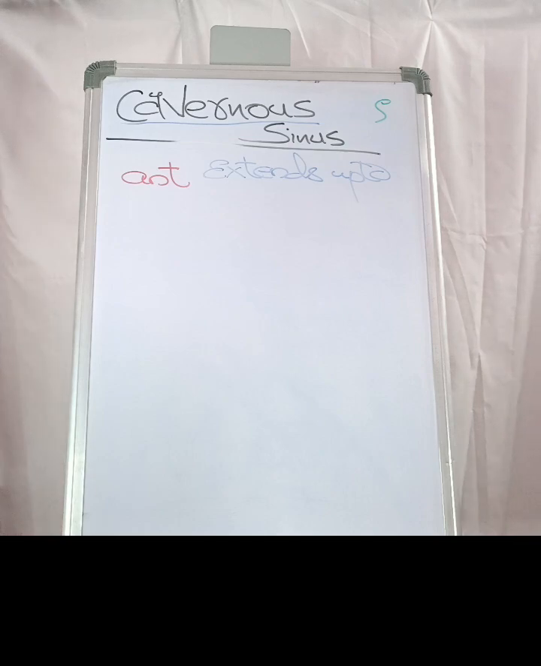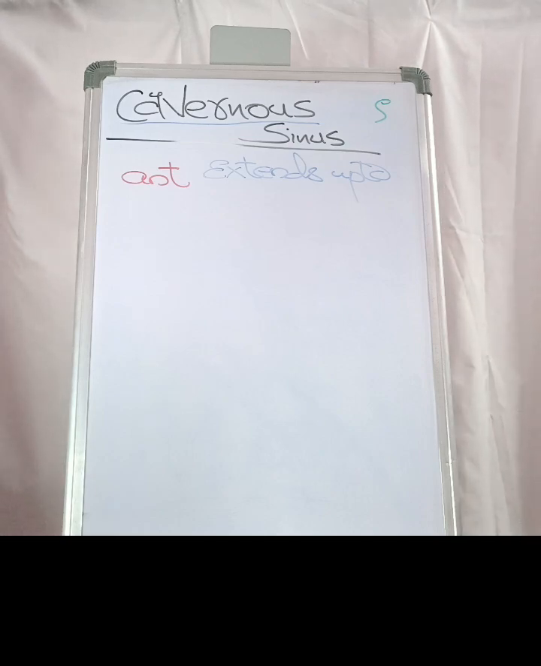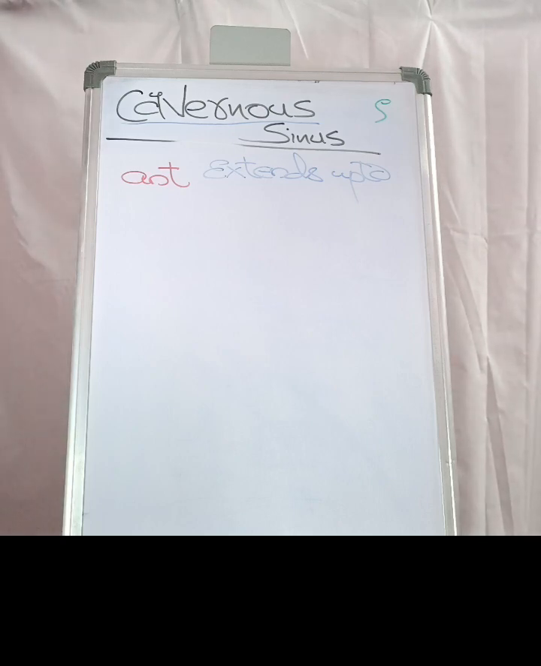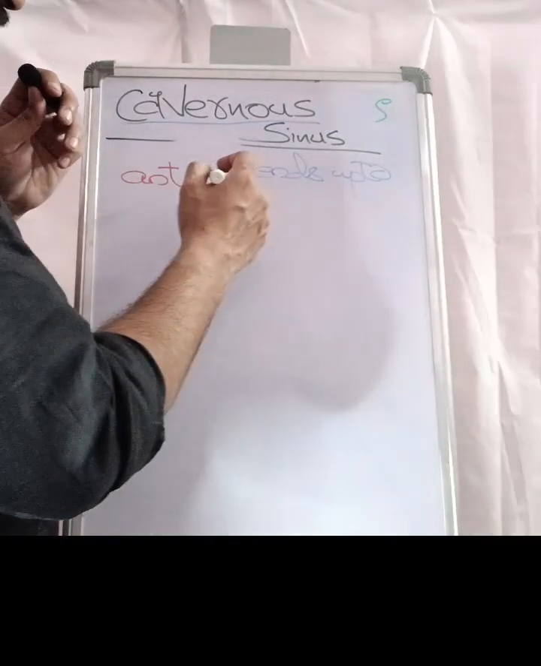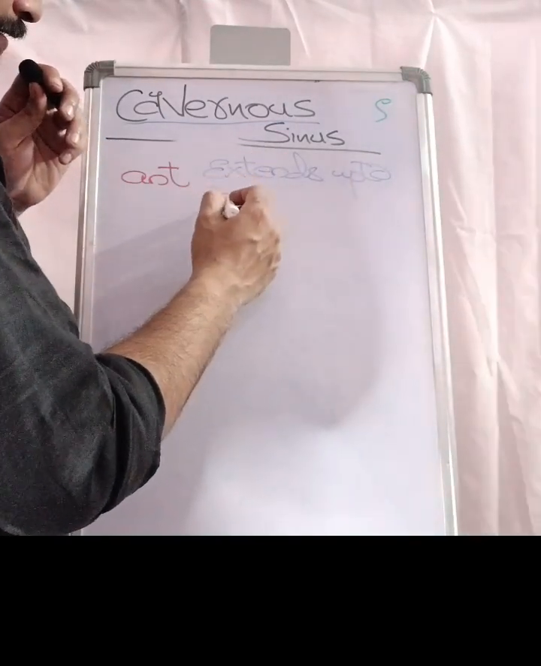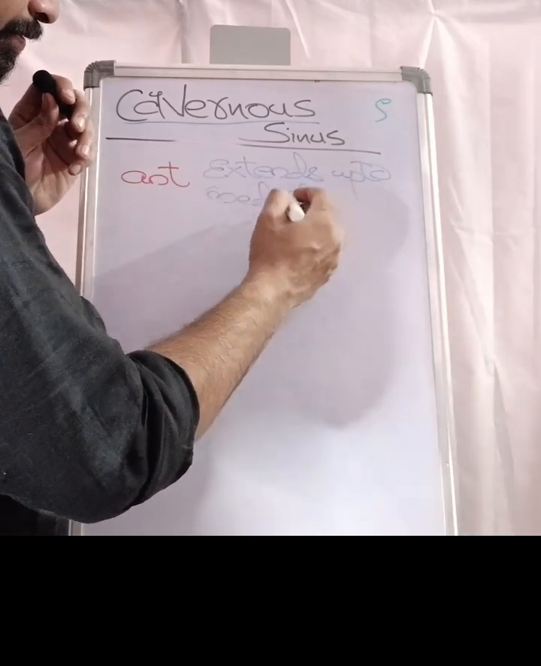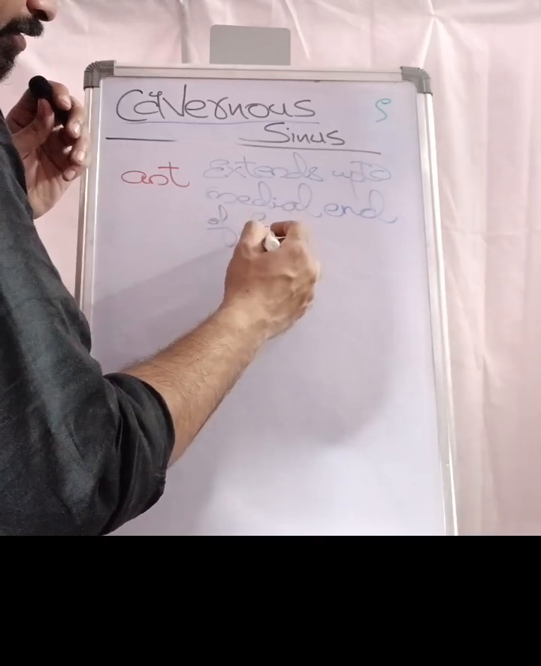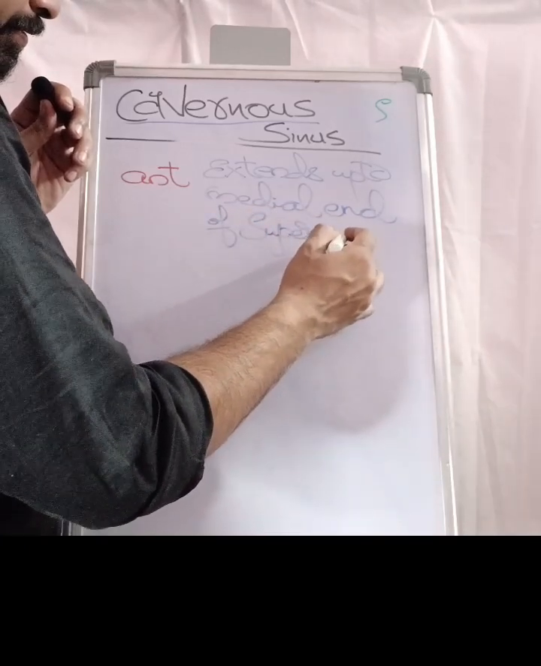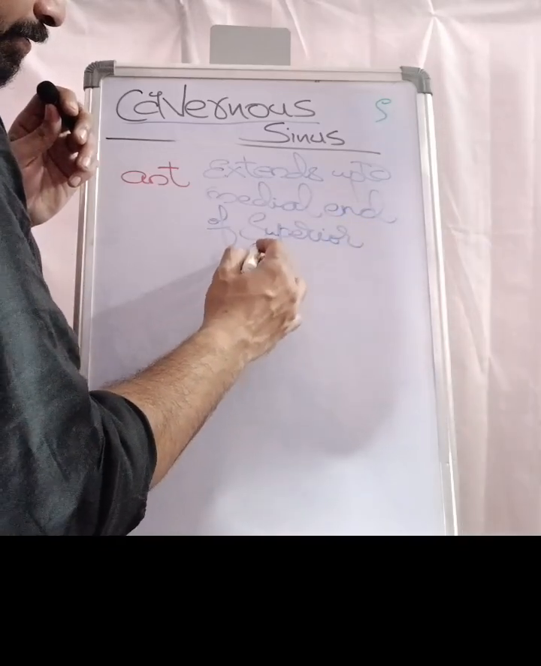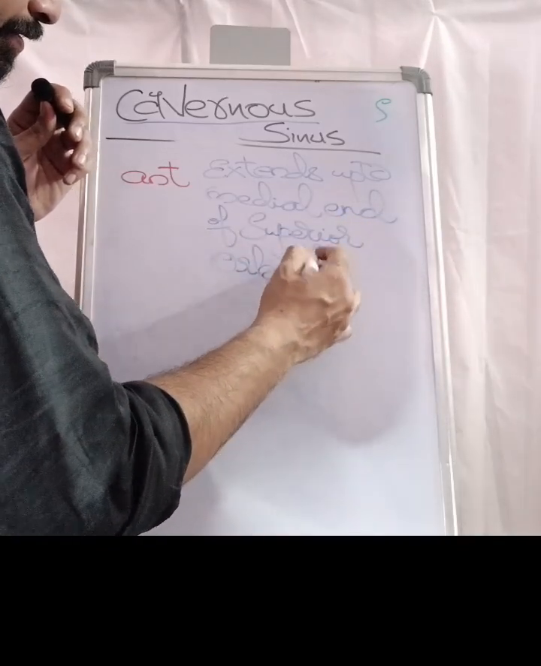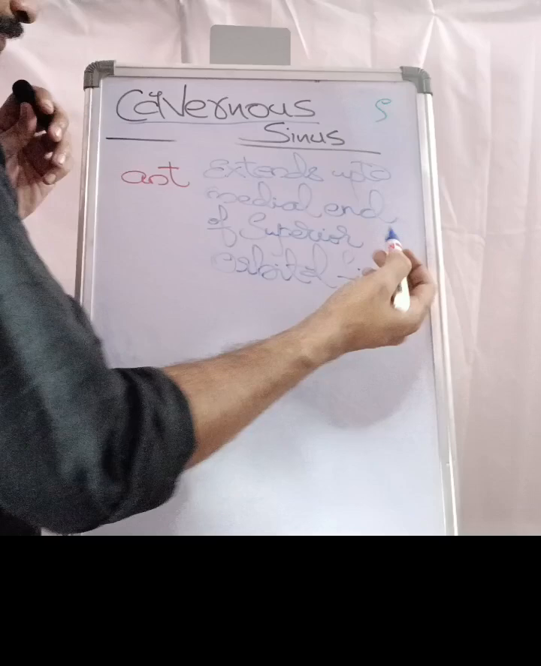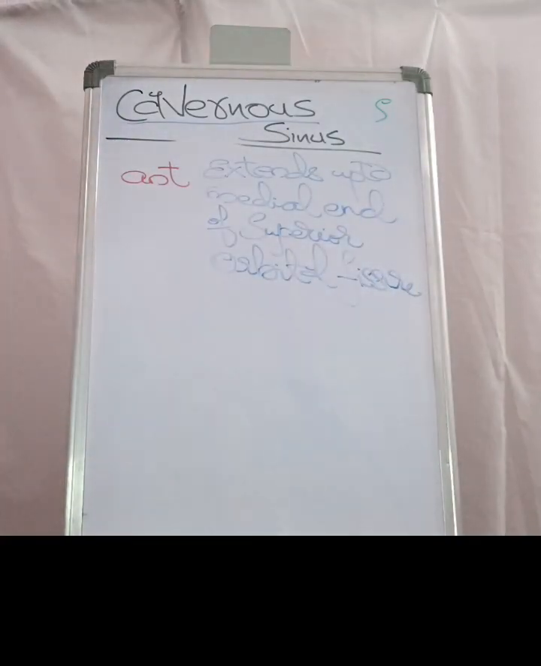Okay. The cavernous sinus anteriorly extends up to the medial end of superior orbital fissure. Extends up to medial end of superior orbital fissure. The cavernous sinus.